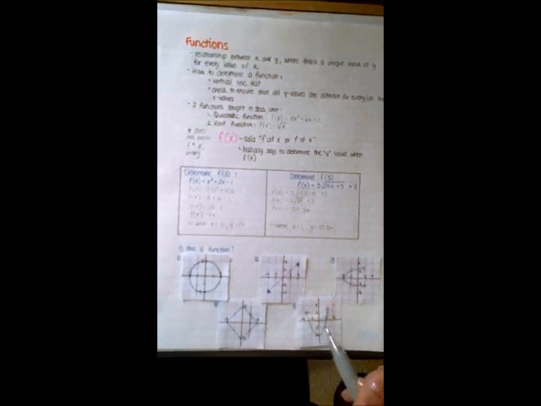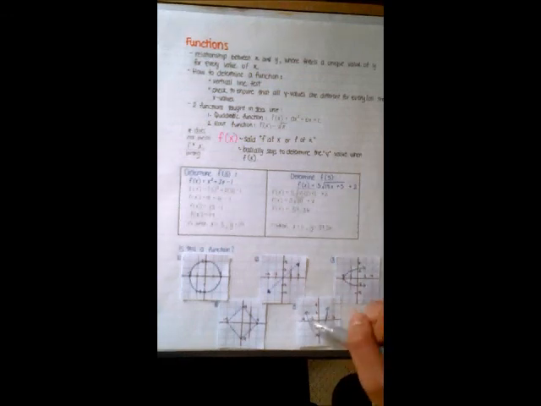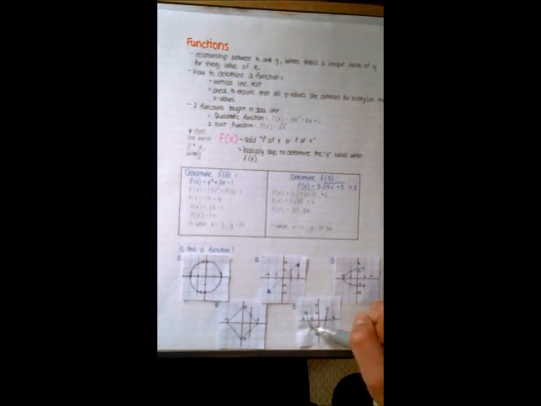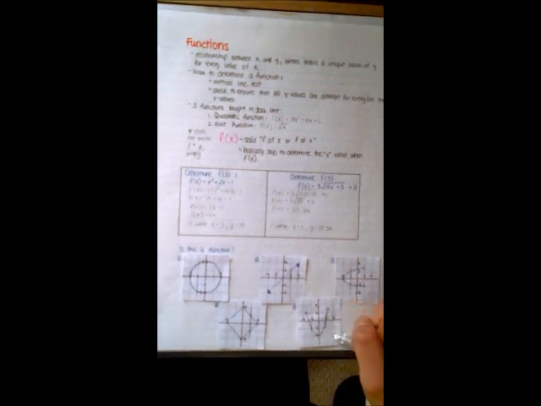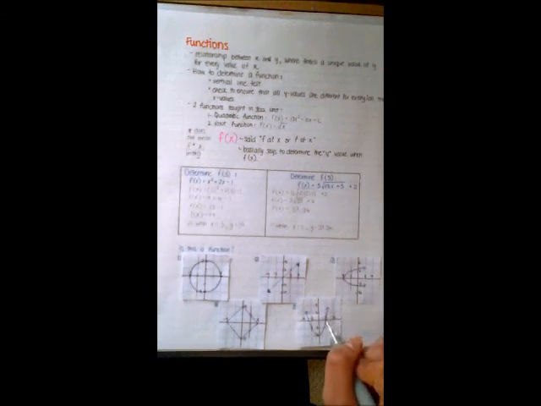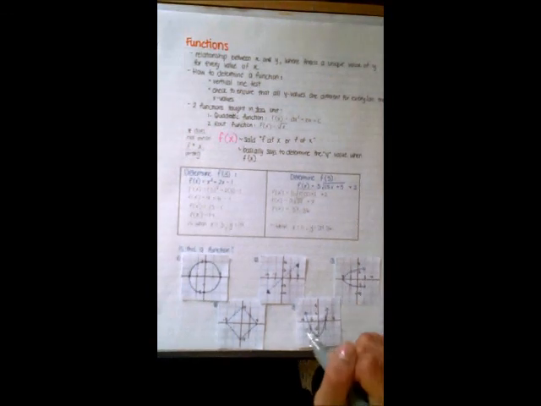Number 5 is a parabola, and this is a function because there is a different y value for every x value. If we look at, say, the x value of -2, the y value would be -2. If we look at the x value of +2, the y value would be 0 in this case. Hence, this is a function.